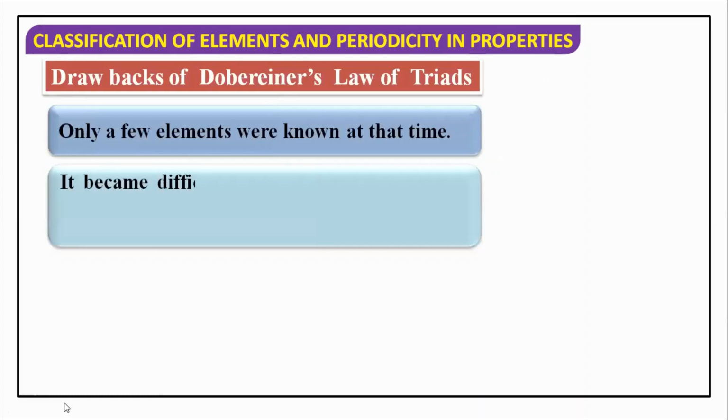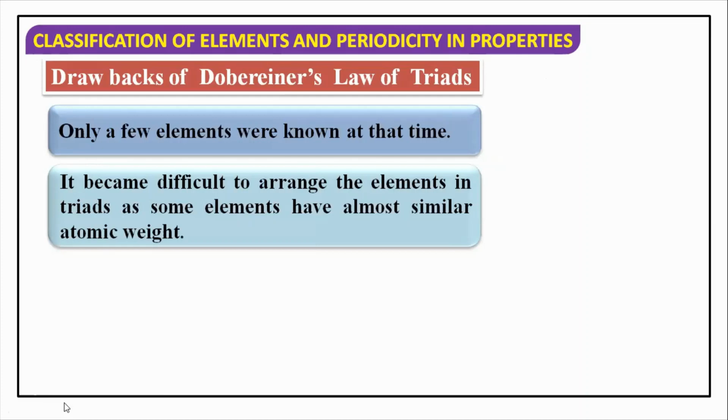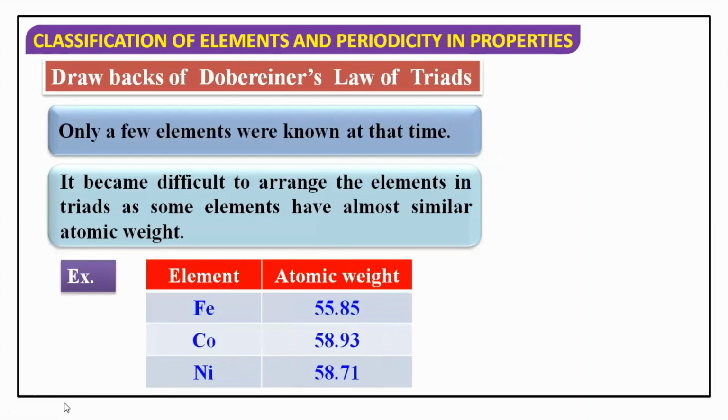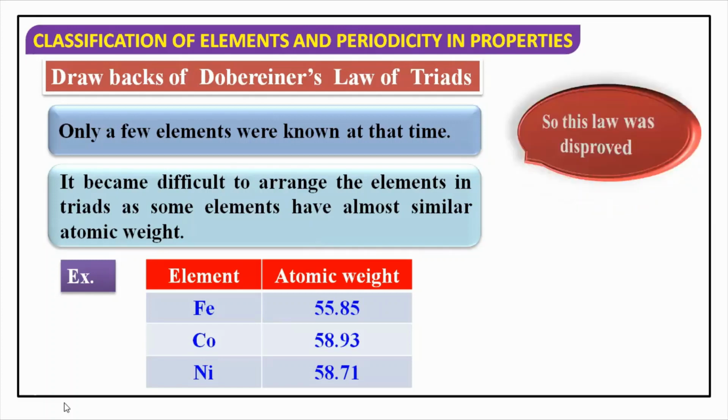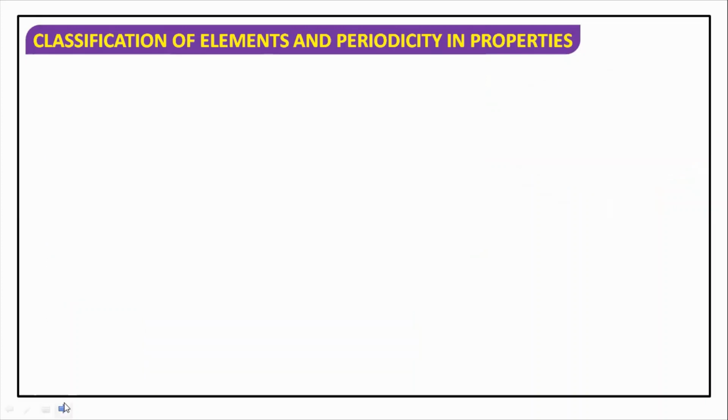Then there were some drawbacks also. Only a few elements were known at that time, around only 31, so it was difficult to arrange the elements in groups of three. For example, when iron, cobalt, and nickel were arranged, they did not show those parameters. So this was a drawback. This law was disapproved and abandoned. People were not looking into this law anymore.